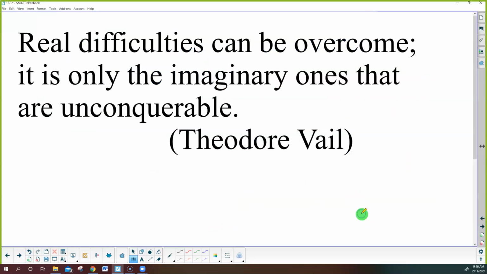Okay, so we're going to jump right into this. Quote for today, real difficulties can be overcome. It is only the imaginary ones that are unconquerable, right?